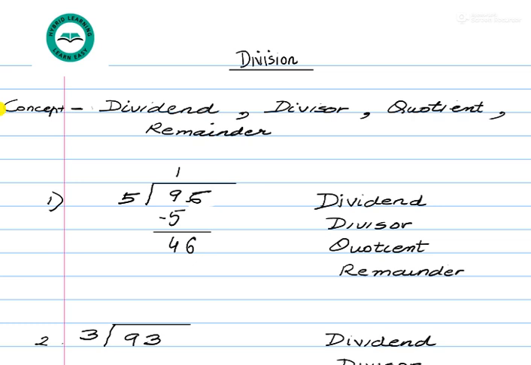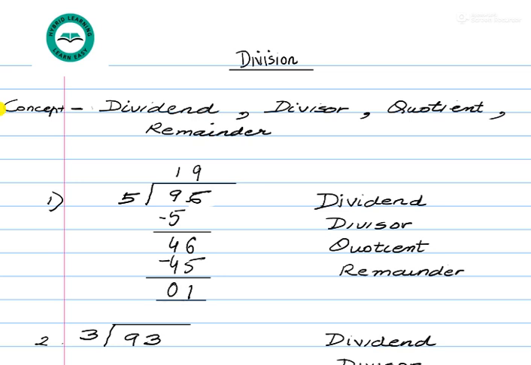5 times 1 is 5, 5 times 2 is 10, 5 times 3 is 15, 5 times 4 is 20, 5 times 5 is 25, 5 times 6 is 30, 5 times 7 is 35, 5 times 8 is 40, 5 times 9 is 45. Now we subtract. 6 minus 5 is 1. 4 minus 4 is 0.